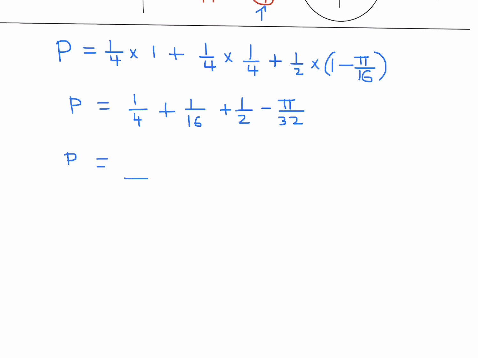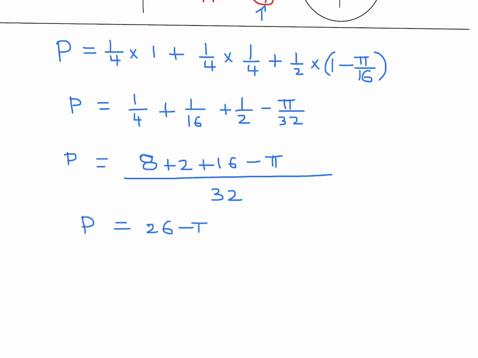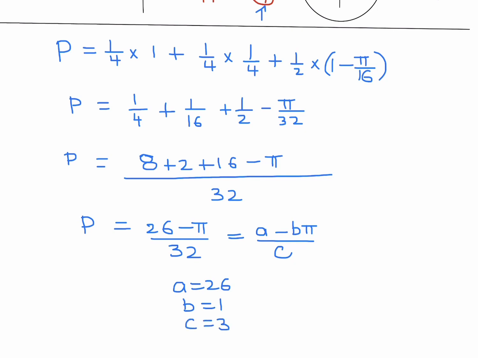Get a common denominator. It'll be all over 32. This will be 8 plus 2 plus 16 minus pi. This becomes 26 minus pi over 32. And that is of the form a minus b times pi over c. So that means my a is 26, my b is 1, and my c is 32. Greatest common divisor of 26, 1, and 32 is indeed 1.